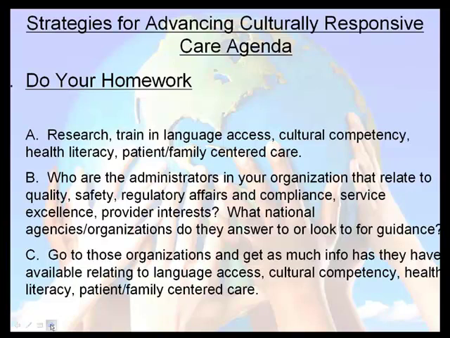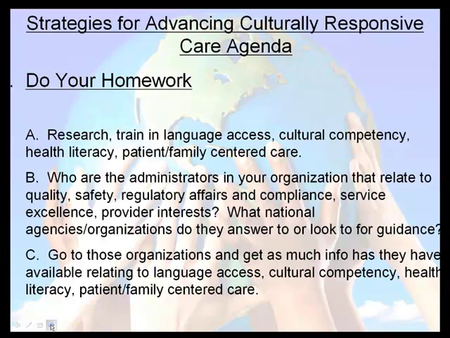Secondly, I needed to learn about the many facets of language access, as well as, I say, the areas that I realized I needed to educate myself on in cultural competency and health literacy. So frankly, I started Googling, and thank goodness for the World Wide Web.